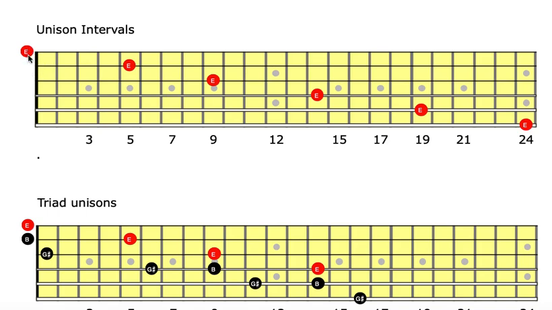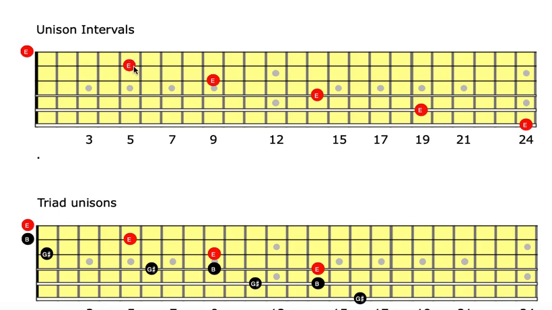So this is E in the open position, the high E string. Now for the unison between string number one and string number two, you count from the note itself: 1, 2, 3, 4, 5. You get to this fifth fret, that's above it, you go to string number two, and that's where your unison is, which is E.